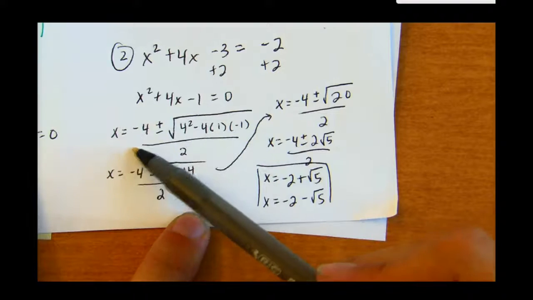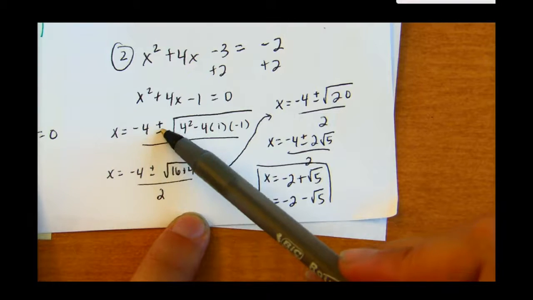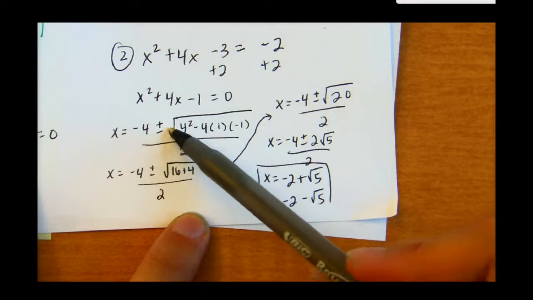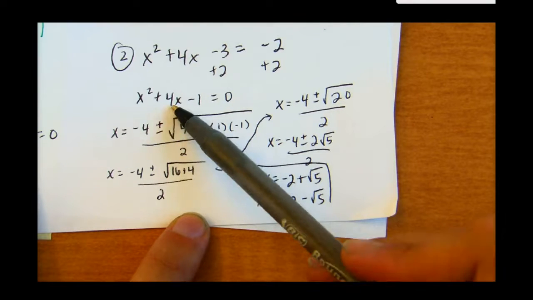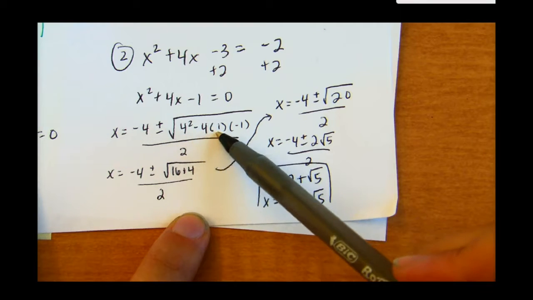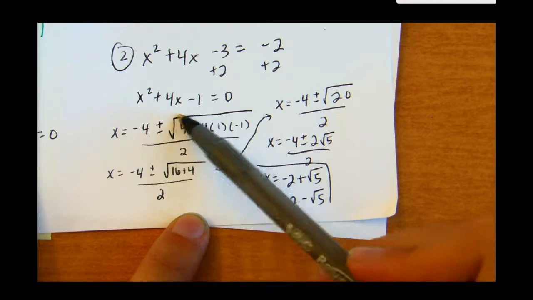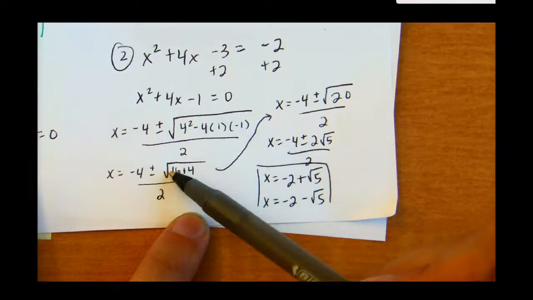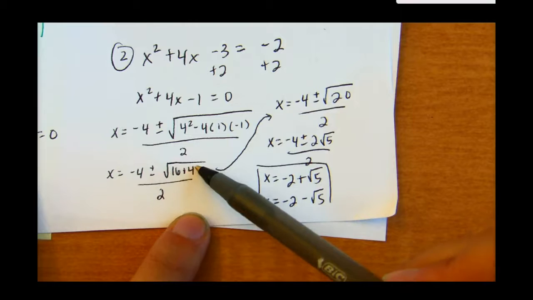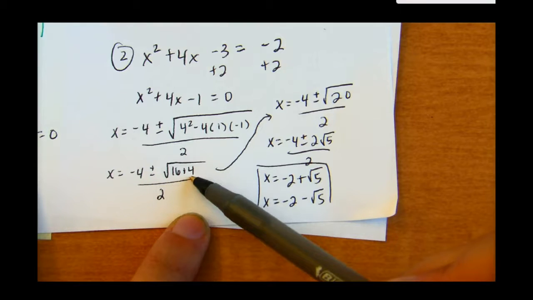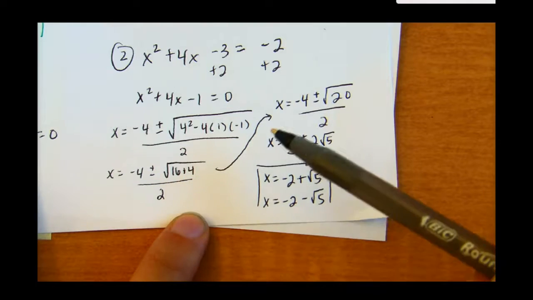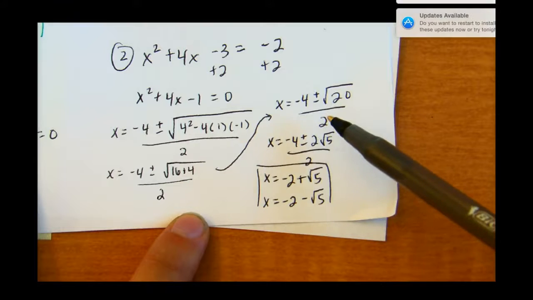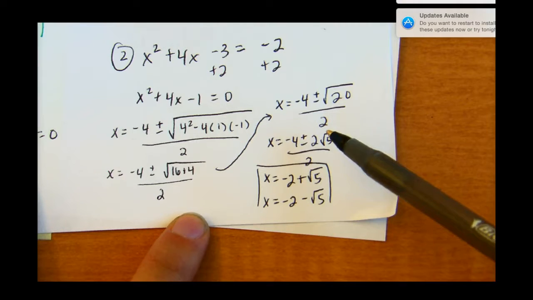So I end up with x equals negative 4, that's my b value, plus or minus the square root of 4 squared minus 4 times 1, which is a, times negative 1, which is c, all over 2. Then I'm going to simplify what's inside of my square root. So I end up at negative 4 plus or minus the square root of 20 over 2.